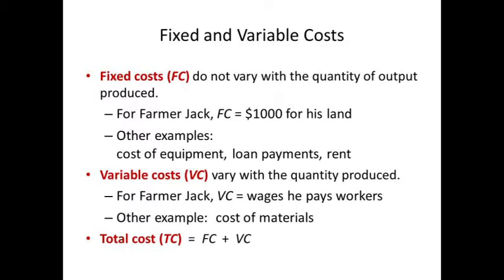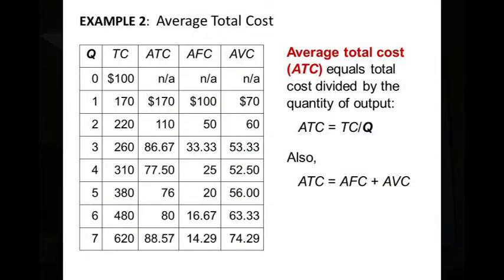But first, let's talk about fixed costs. Fixed costs are costs that do not vary with the quantity of the output produced. So it does not change. The more you put out, fixed costs do not change. Variable costs do vary with the quantity of the output produced. So the more you put out, variable costs do change. Total cost is equal to the fixed cost plus the variable cost. So to find total cost, we take fixed cost and variable cost and add them both together.